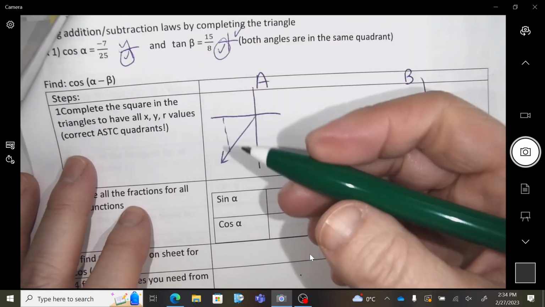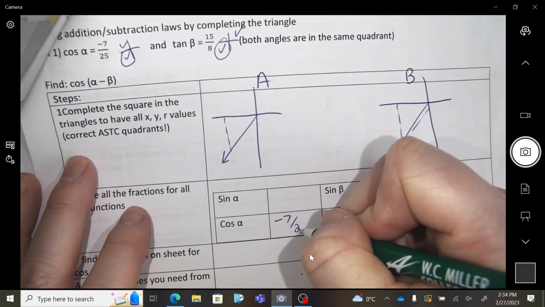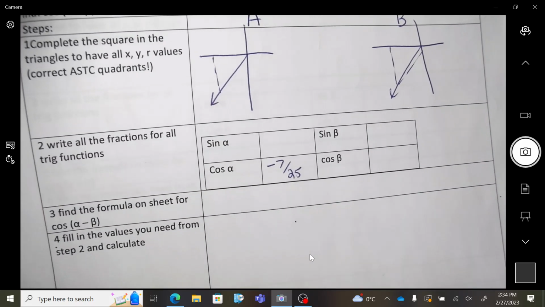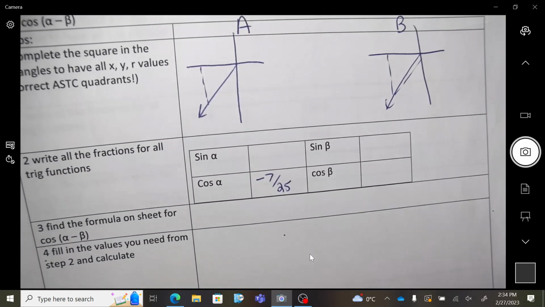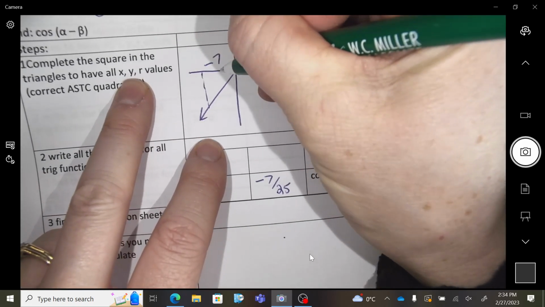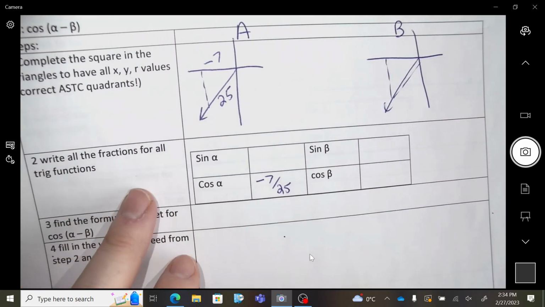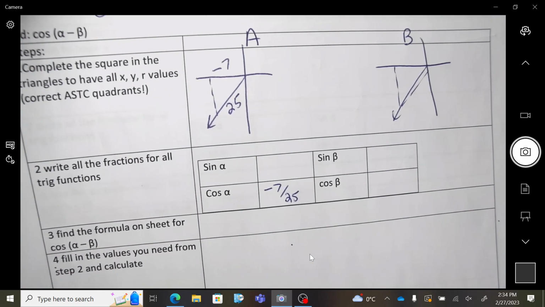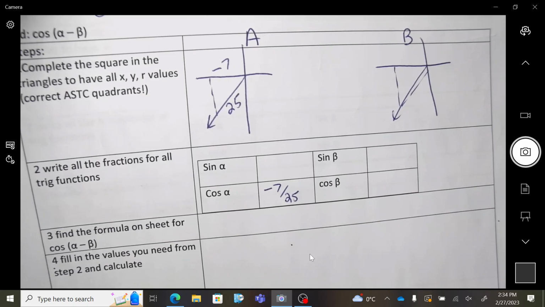So we were given the cos ratio for A, so -7/25. So that means, where do I put those numbers on my triangle? So this should be familiar from last unit. That's your X and your R.